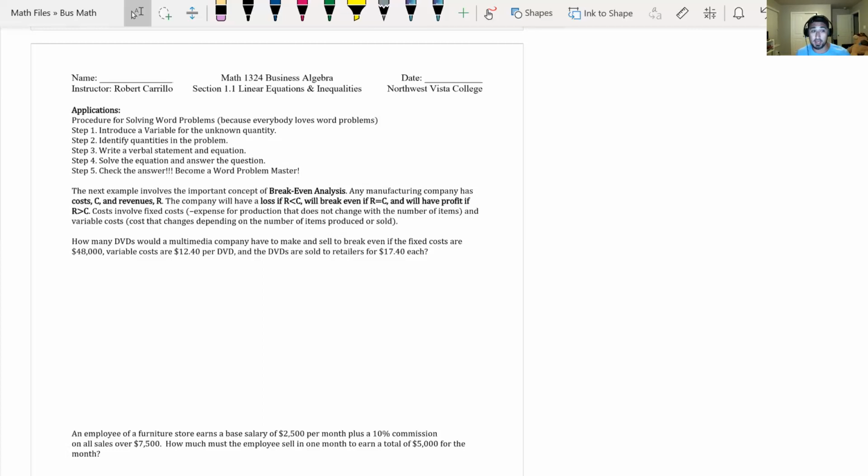So that could be the fixed cost. And then variable costs are the costs that change depending on the number of items produced or sold. So we need to make X amount of items plus the fixed cost of producing X amount of items. So our fixed costs will never change, right?